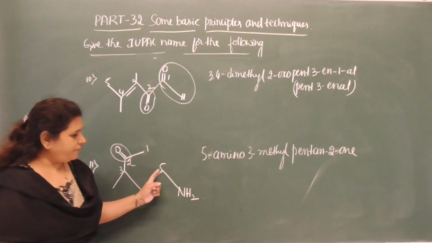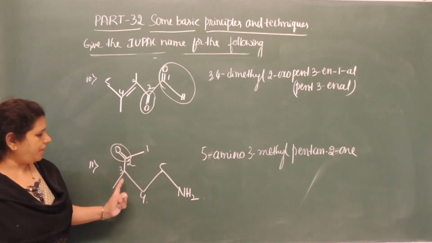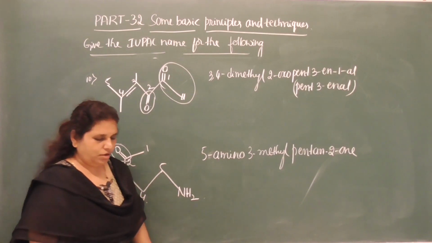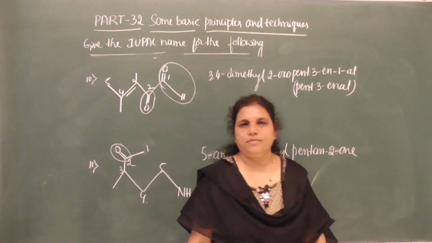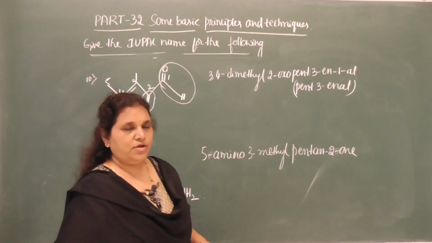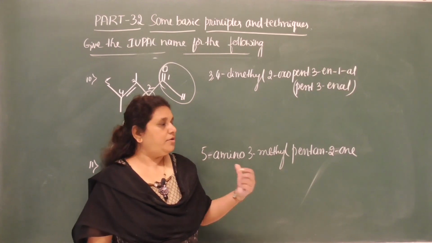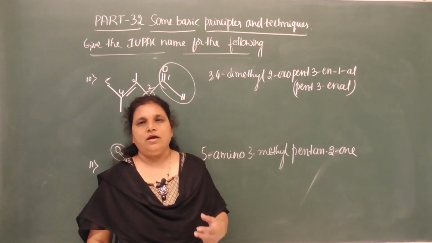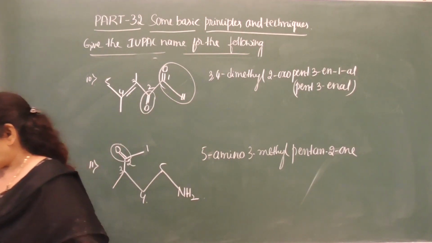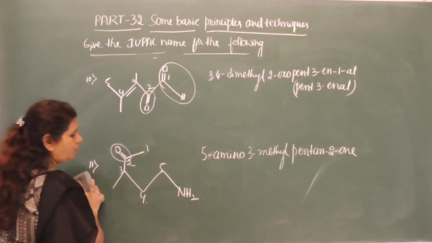See here, 5-amino, 3-methyl, pentan-2-one. So pentan-2-one is the IUPAC name. So this is about the naming of bifunctional compounds with two similar functional groups or two different functional groups along with multiple bonds. Now, let us move on to the nomenclature of polyfunctional compounds. So move on to this.